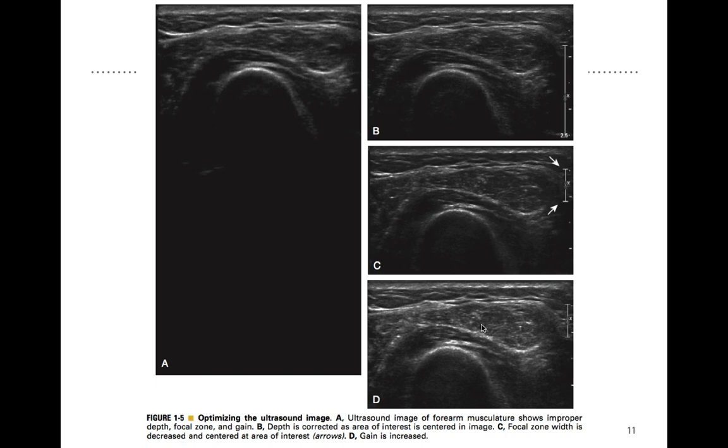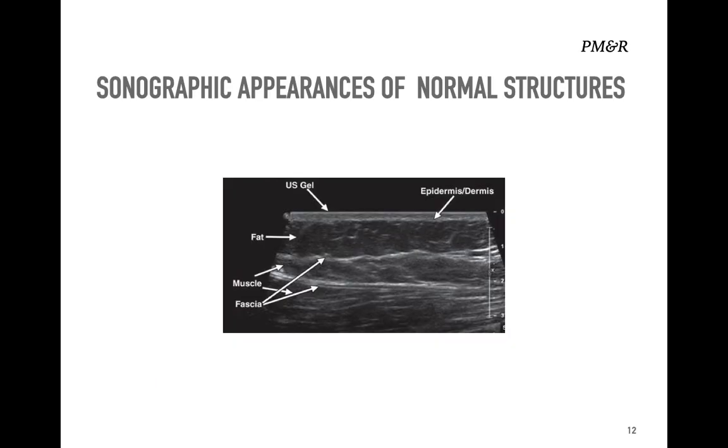from the remaining structures. Coming to the sonographic appearance of normal structures, if you keep the ultrasound anywhere on your limbs, usually over the muscles, there will be a small layer of ultrasound gel, then epidermis and dermis, which is a very small layer of skin. Then subcutaneous fat will be there, and its width will be different in different individuals. Then you have the muscle layers, and in between we can see fascia also.